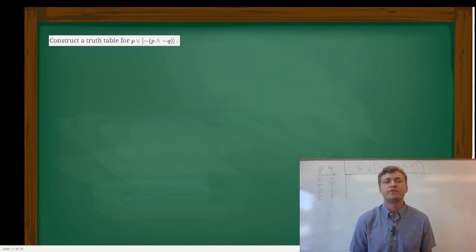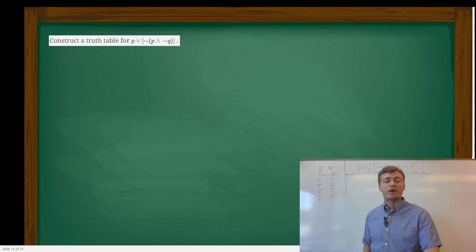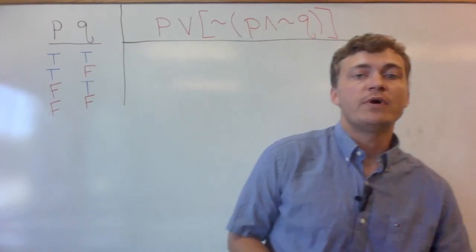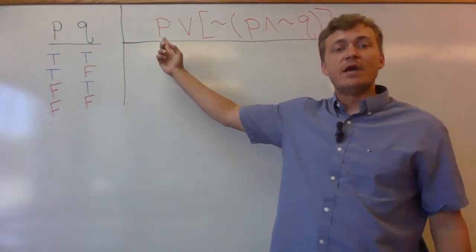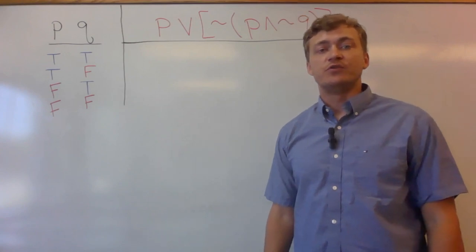Construct a truth table for the following expression. Note here that we're only using the statements P and Q, so we only have 2 statements. 2 to the power of 2 is 4, so we're only going to work with our 4 rows. No need to use the R column because R is not referenced in this expression. So we'll go ahead and simply write out the entire expression for which we'll construct our truth table.